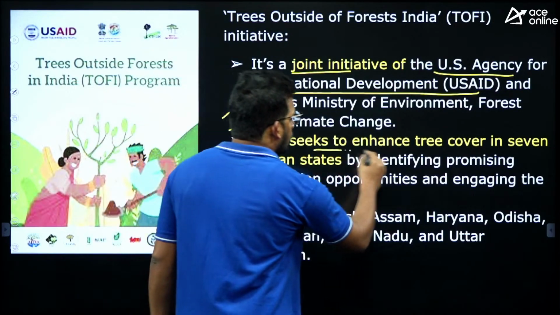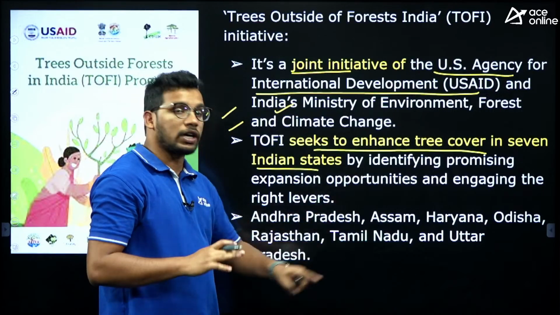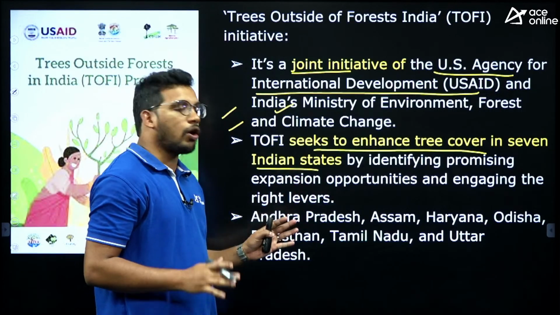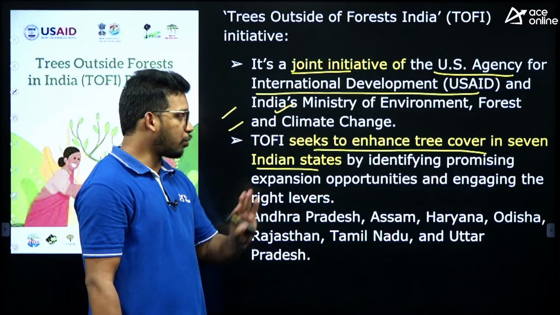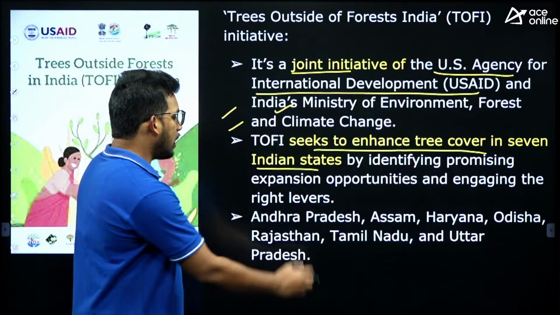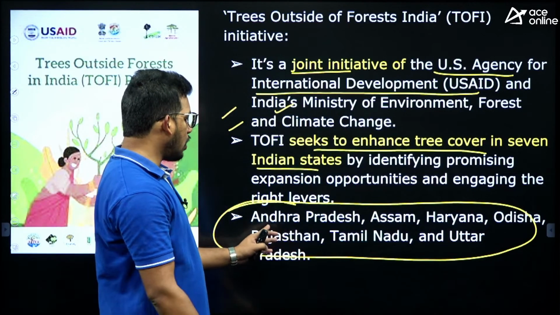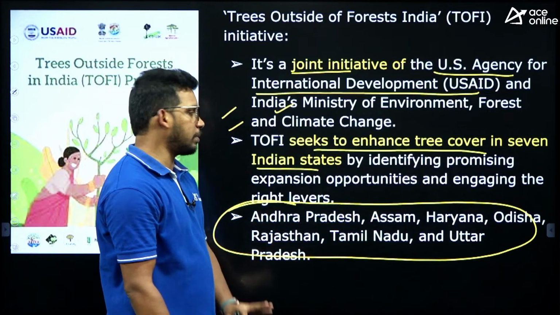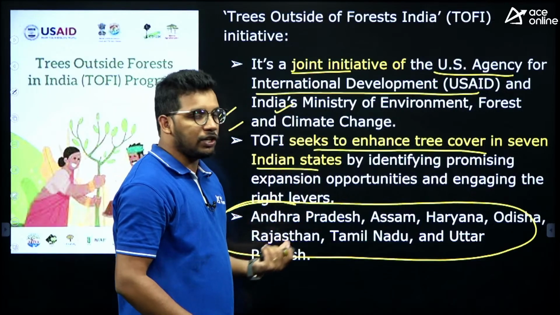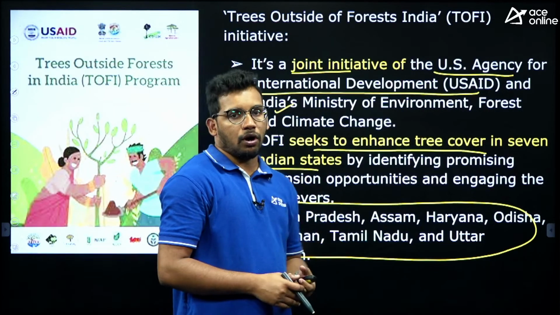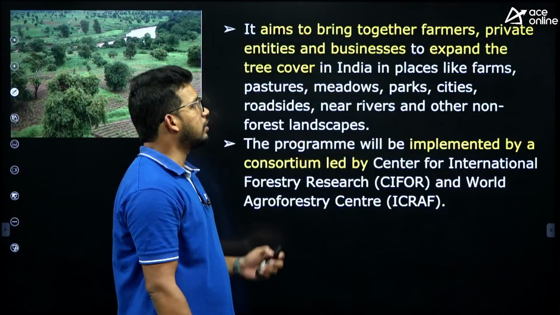So the aim is to increase the tree cover in 7 Indian states. It was not covered for all the Indian states, rather on a pilot basis. In the beginning, they have chosen 7 Indian states. So this project does not cover the whole of India, rather 7 states, that is Andhra Pradesh, Assam, Haryana, Odisha, Rajasthan, Tamil Nadu and Uttar Pradesh, right? So these are the 7 states where this initiative will be implemented on a pilot basis. Later, yes, it can be expanded as well, right?